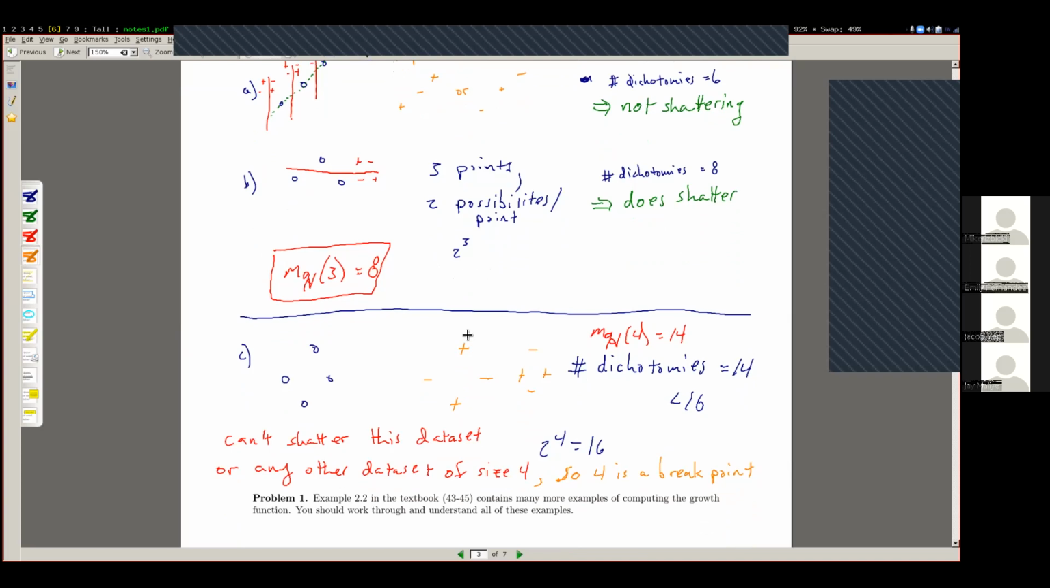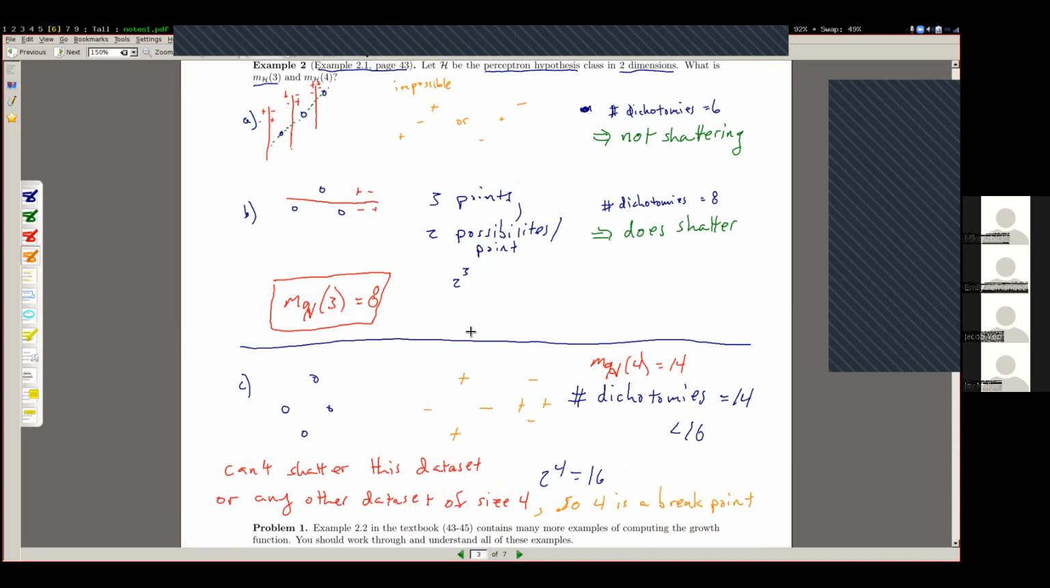Yeah, great question. So the question is, how does this relate to exactly what I might ask on the midterm? You definitely need to be able to determine whether something shatters or does not shatter a particular data set. You don't have to prove it, but you'll have to be able to convince yourself that it's the case, one way or the other.